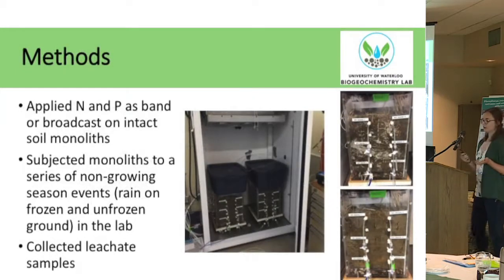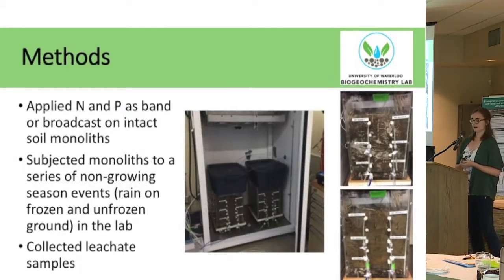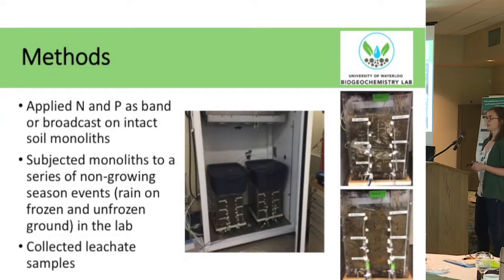For the methods of this project, we kept soil monoliths in a temperature-controlled chamber, seen here. We applied fertilizer to these soil tanks and then subjected them to a series of 6 non-growing season events, including rain on frozen and unfrozen ground. From these events, we collected leachate samples and analyzed them for soluble reactive phosphorus in the lab.